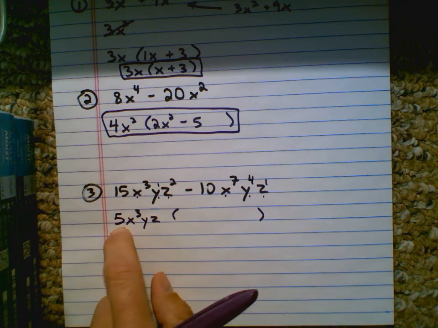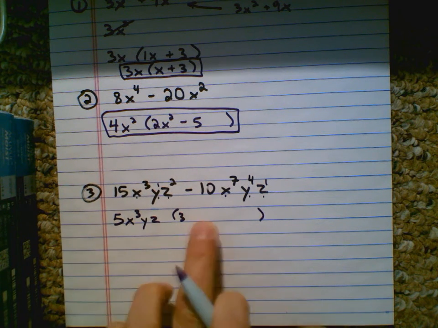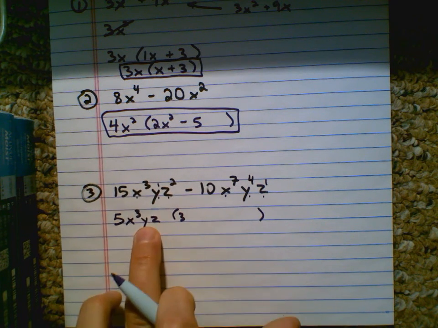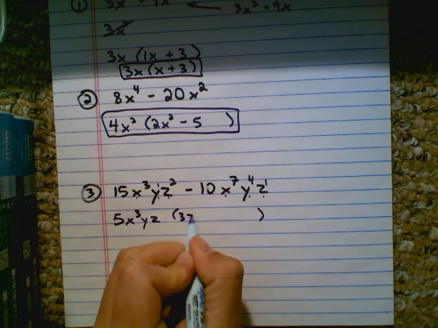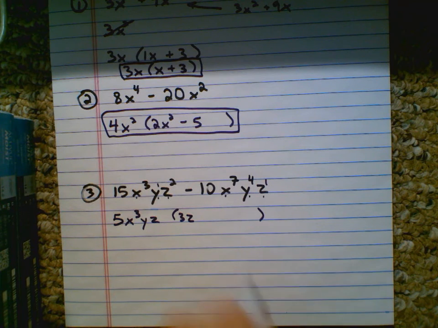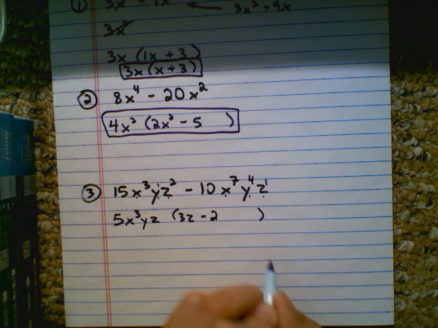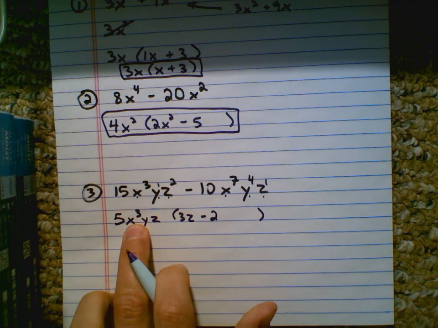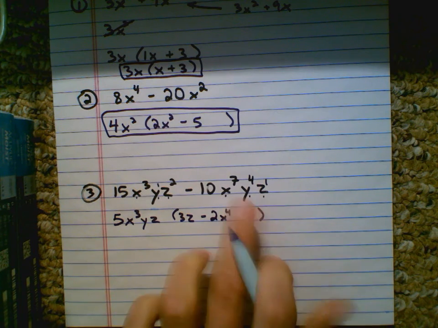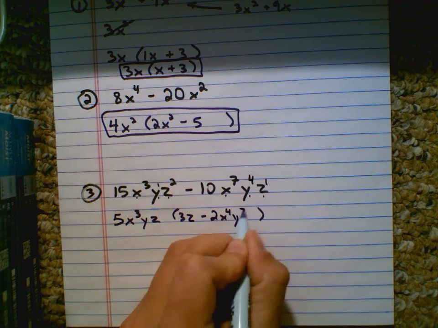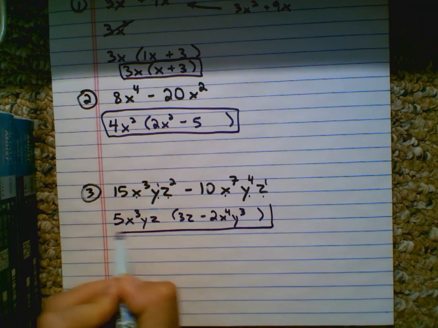15 divided by 5 is 3. If I take the x to the third out, I don't have any left. If I take the y out, I don't have any left. If I take one z off, I'm left with one z. Then I move to my second term. If I take negative 10 divided by 5, I'm left with negative 2. If I have x to the 7th and I divide out 3, I'm pulling 3 off, I'm left with x to the fourth. If I pull a y off, I'm left with y cubed. And if I pull the z off, I don't have any z's left over. This would be the factored form.